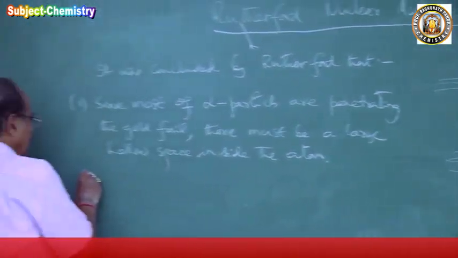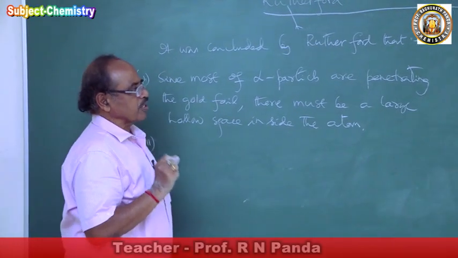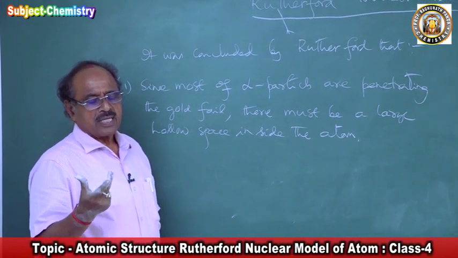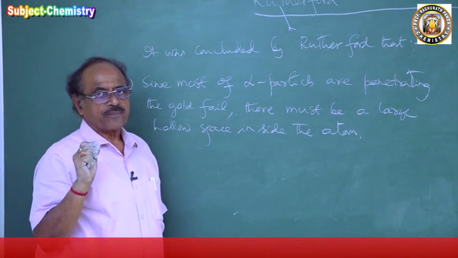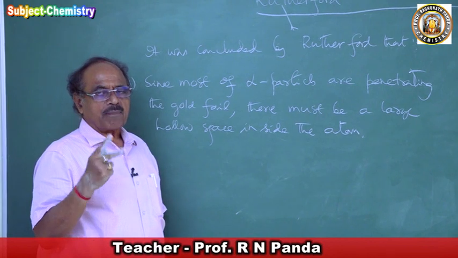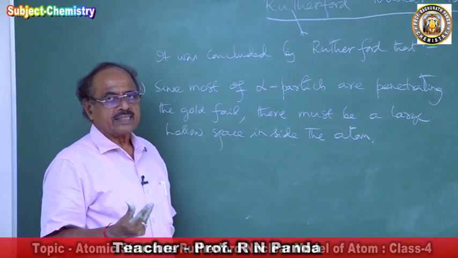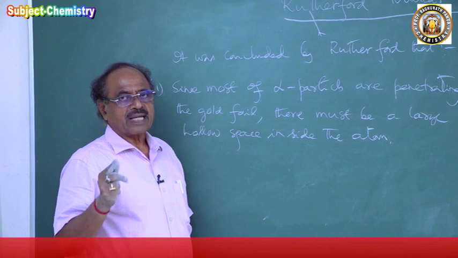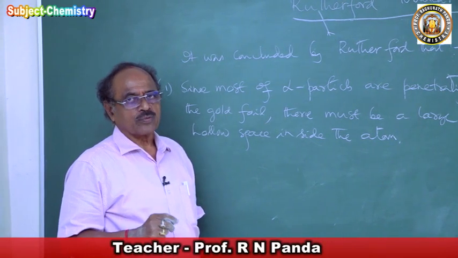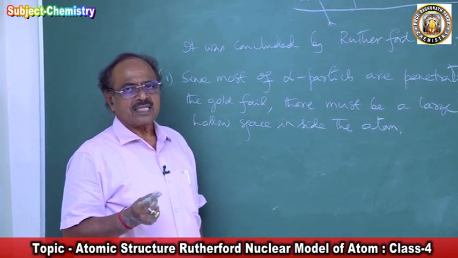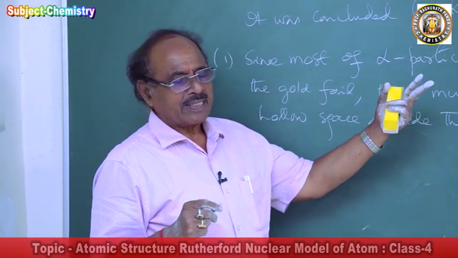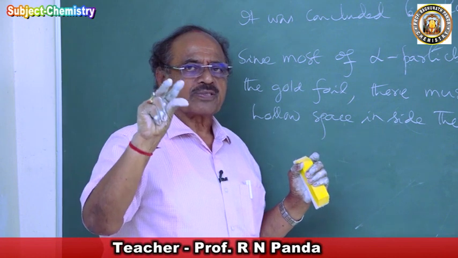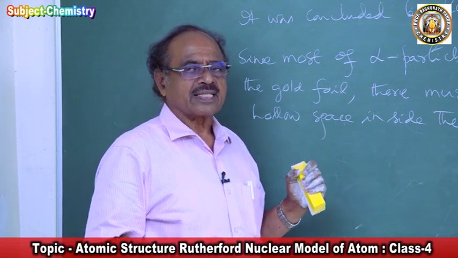Second observation: the alpha particle is positively charged, with 2 units of positive charge and 4 units of atomic mass, and it is undergoing deflection. Hence there must be a positively charged massive body present inside the atom of the element to cause this deflection because of mutual repulsion. We know like charges repel. This alpha particle is positively charged and is undergoing deflection, meaning there is repulsion going on, so it must be coming across these positive charges present inside the atom.